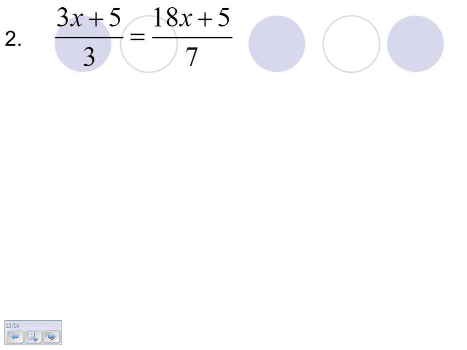All right then. Why don't you go ahead and try this next one on your own? Really not too different from what we just did. Cross multiply, see what you get.